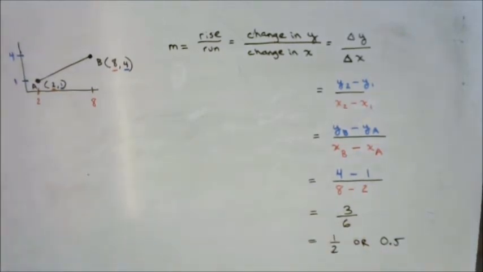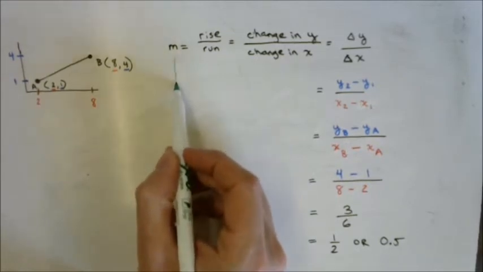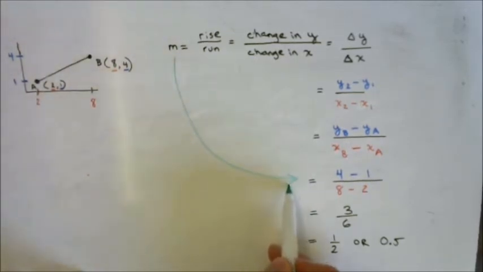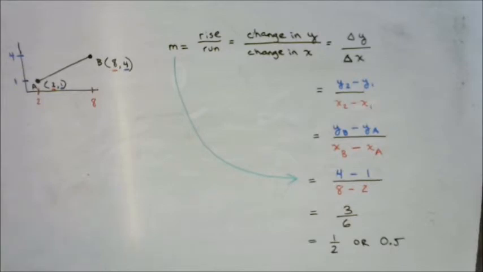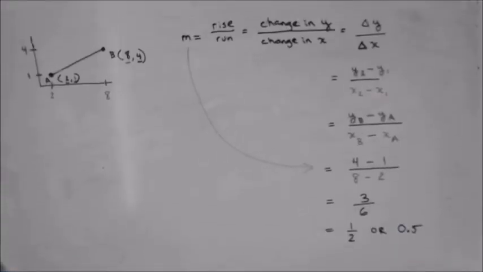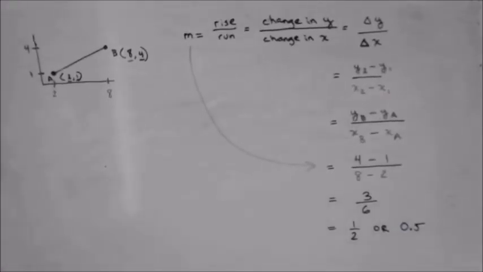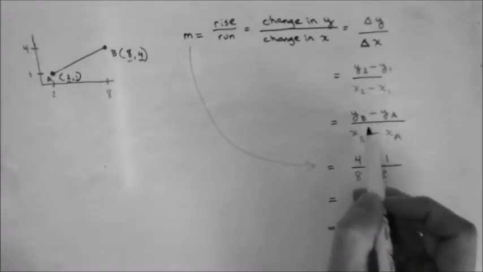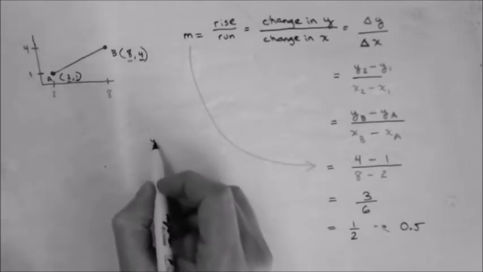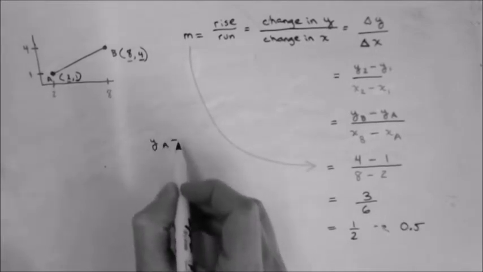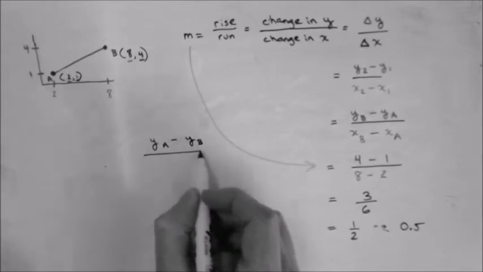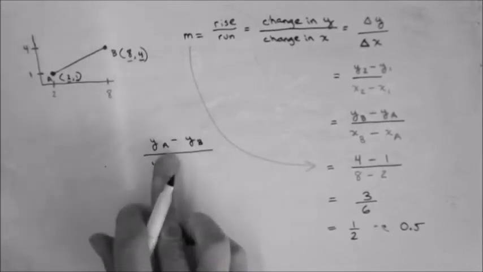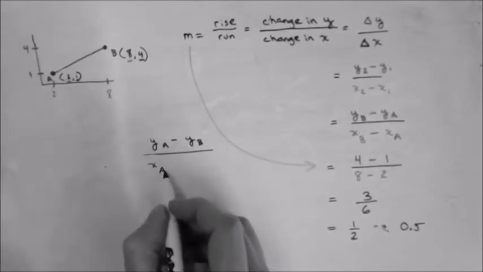Now, if you understand all that, you can go straight from here to here. Why don't we just do that? There was a really good question, so I'm going to do it again. They said, what if I swapped the B and the A? As long as I do it to the top and the bottom, it will be okay.